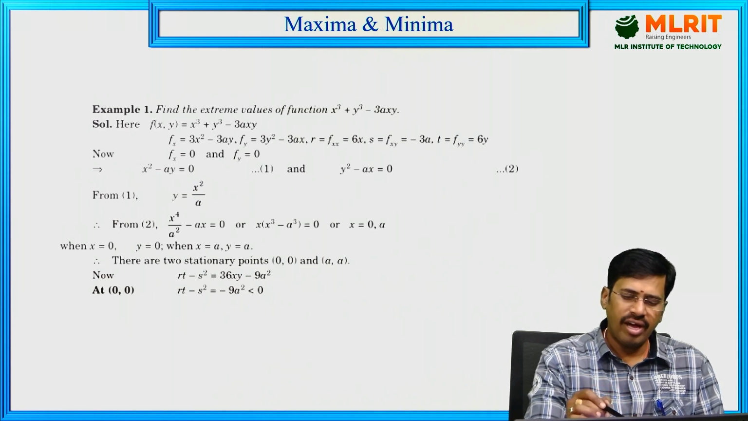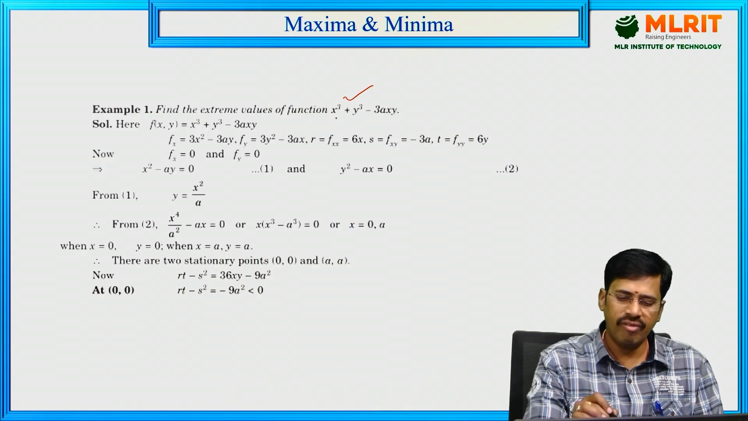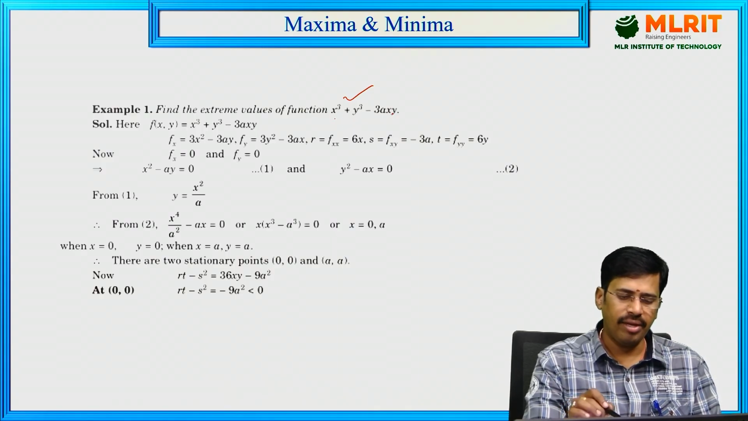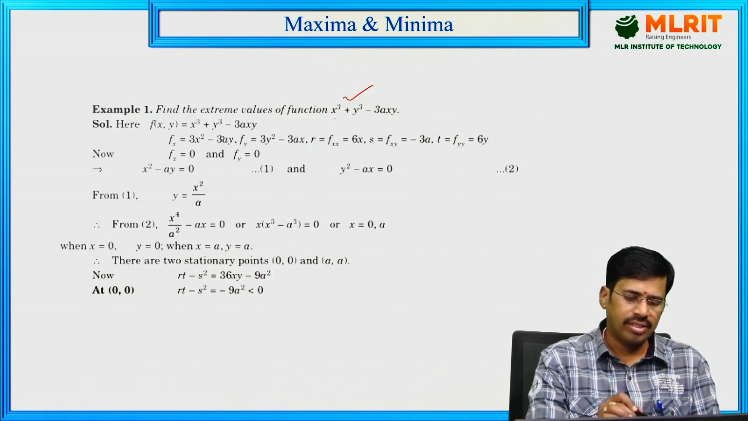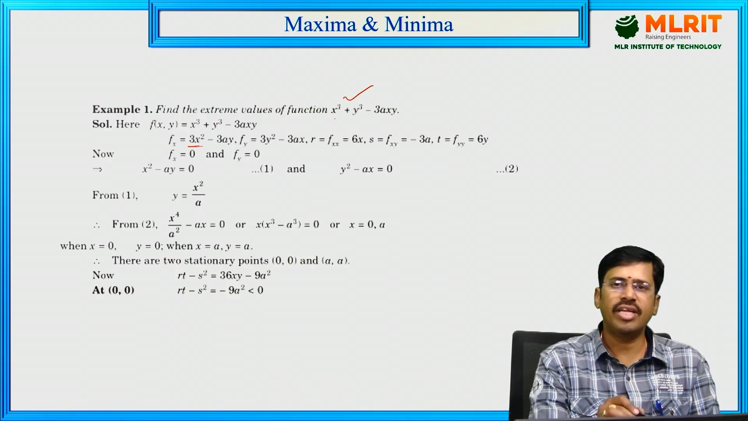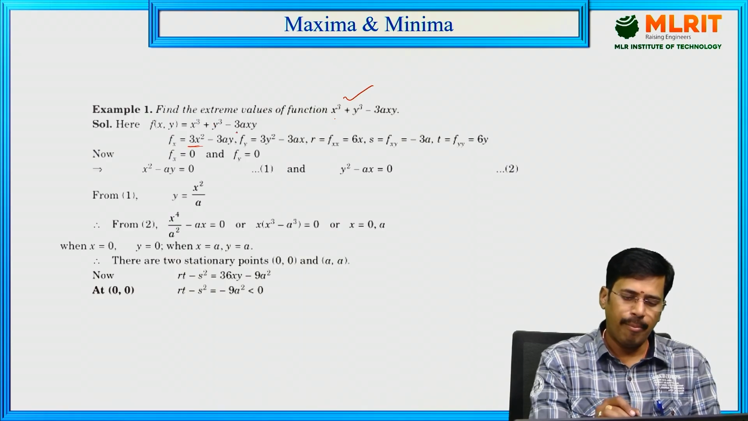Now let us see one problem on it. Find the extreme values of this function f of x comma y, given as x cube plus y cube minus 3axy. So first let us find dou f by dou x. Dou f by dou x means x cube derivative 3x square, y cube with respect to x is 0, minus derivative of 3axy is minus 3ay.